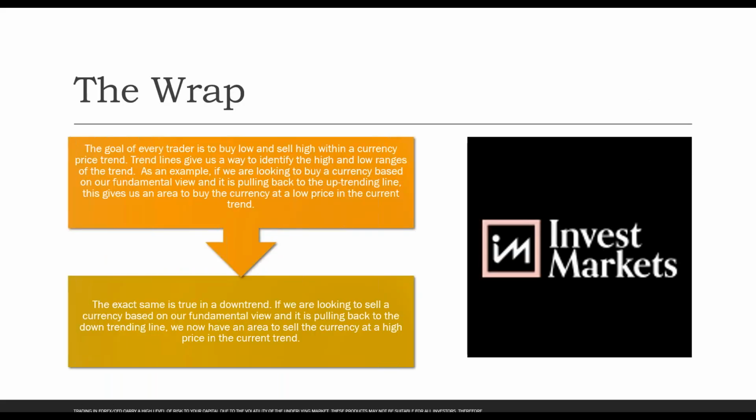The goal of every trader is to buy low and sell high within a currency price trend. Trend lines give us a way to identify the high and low ranges of the trend. As an example, if we are looking to buy a currency based on our fundamental view, if it is pulling back to the uptrend line, this gives us an area to buy the currency at a low price in the current trend. The exact same is true of the opposite in a downtrend.